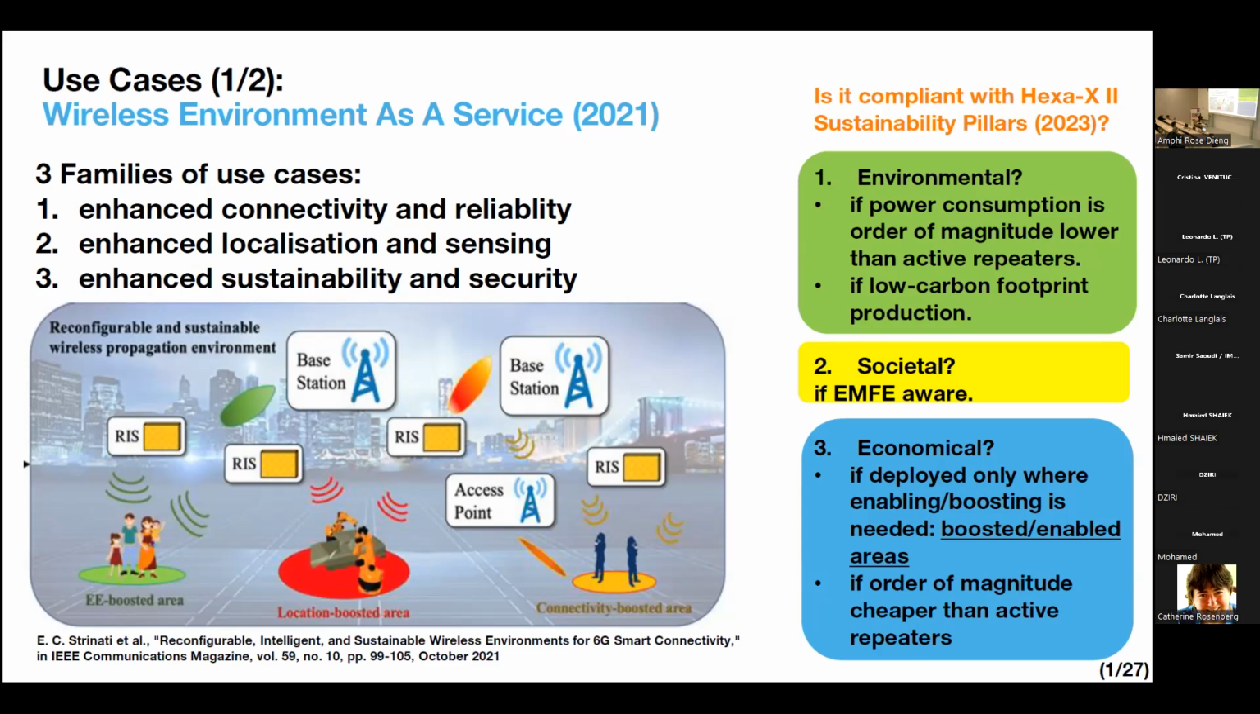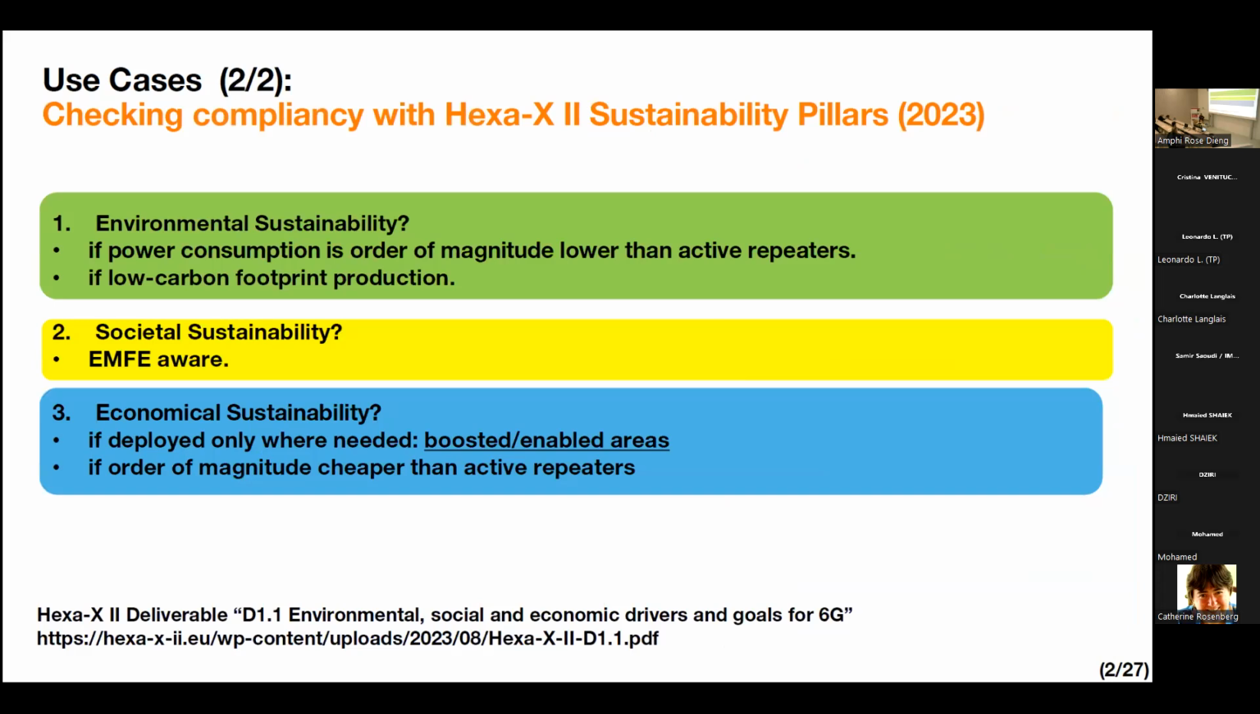Let me remind you of the context. In 2021, operators were deploying 5G. We were still in the 5G dream. Today, 3 years later, the dream is over. If you remember, 5G was built for three purposes: enhanced mobile broadband data services, massive IoT, and ultra reliable and low latency communications, factory, etc.